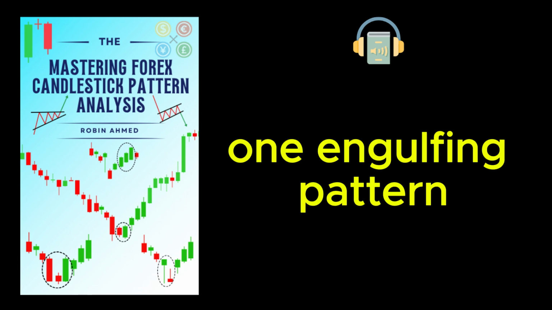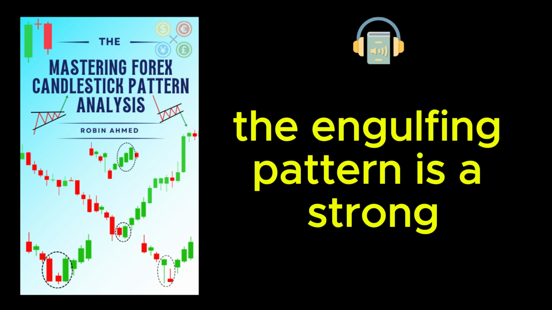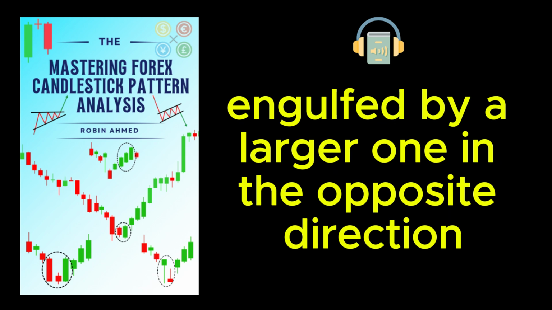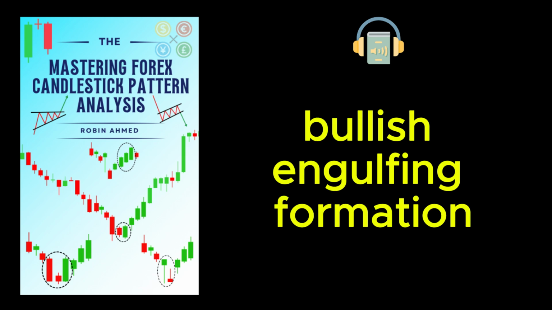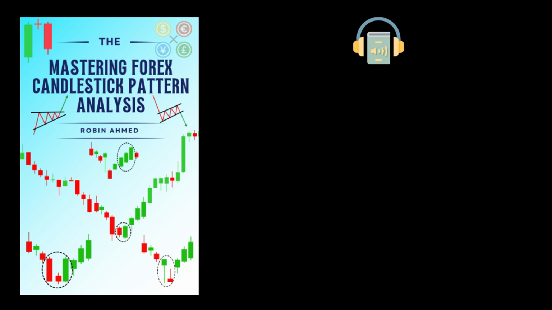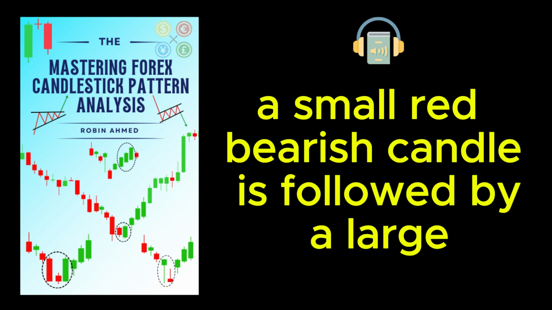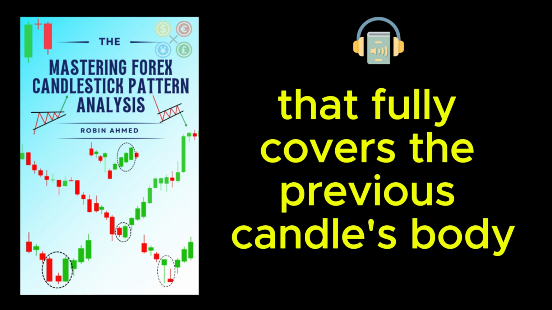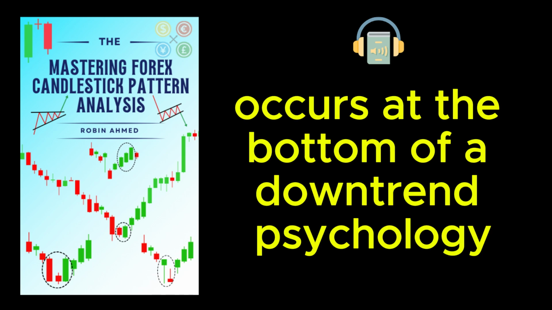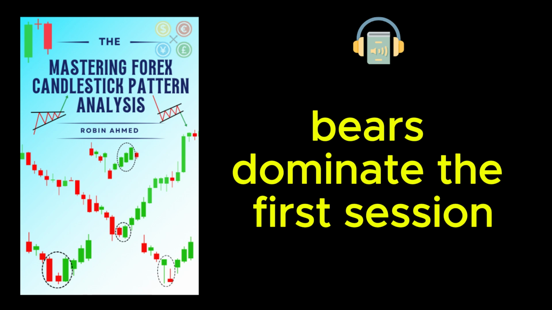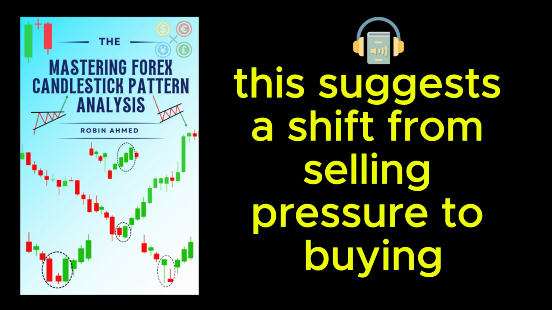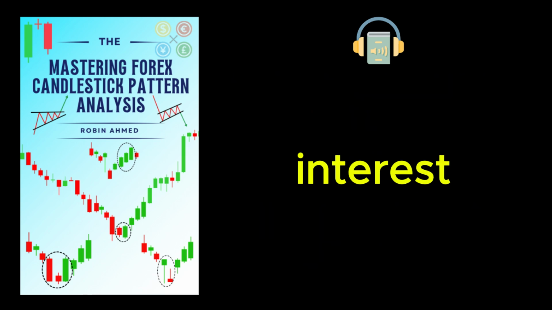1. Engulfing pattern. The engulfing pattern is a strong reversal signal that occurs when a smaller candle is completely engulfed by a larger one in the opposite direction. Bullish engulfing formation: a small red, bearish, candle is followed by a large green, bullish, candle that fully covers the previous candle's body. Occurs at the bottom of a downtrend. Psychology: bears dominate the first session, but bulls overpower them in the second. This suggests a shift from selling pressure to buying interest.